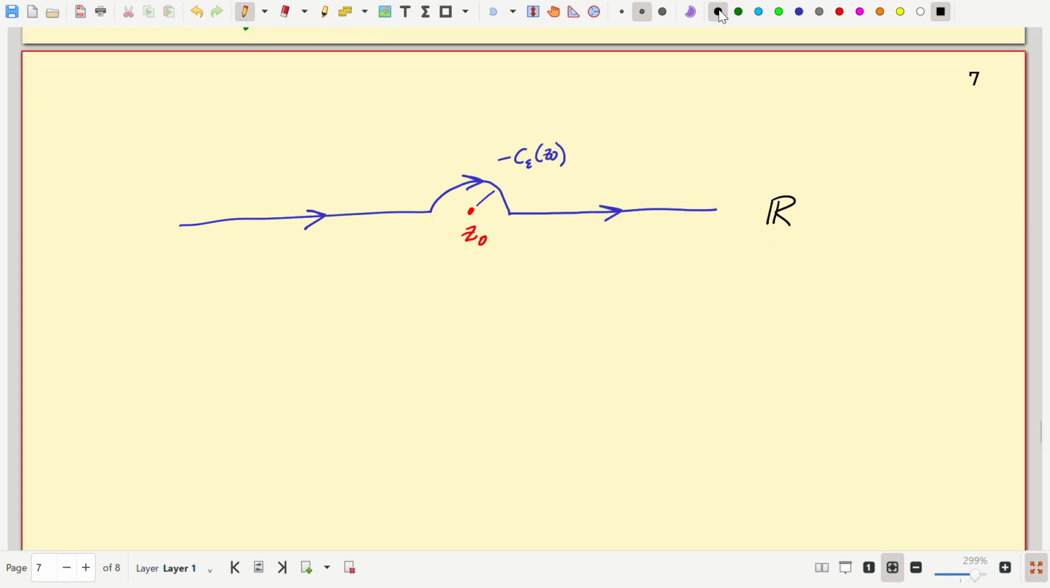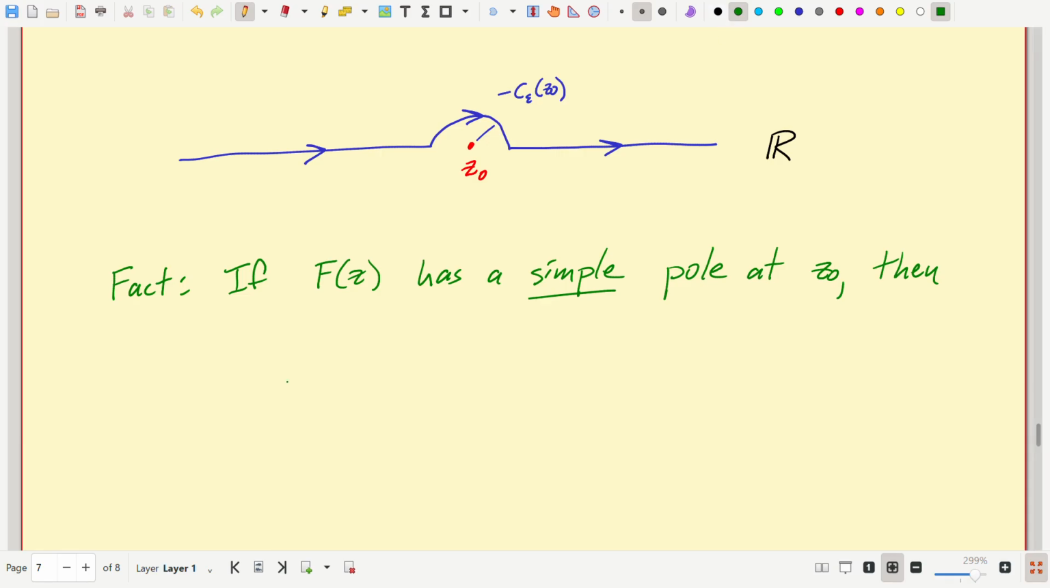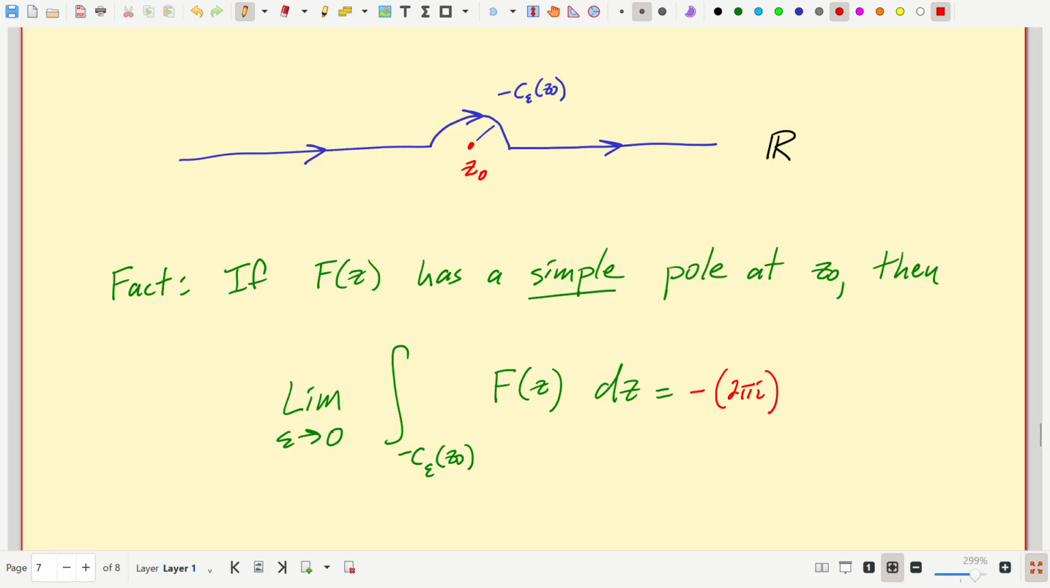Then the fact is, if f of z has a simple pole at z naught, then that calculation I did goes through line by line, and so the limit as epsilon goes to 0 of the integral around minus C sub epsilon of f of z dz, it's clockwise, so it's going to be minus 2 pi i times the residue at z naught of f, and then we've got to multiply the whole thing by a half, because it's a half circle.